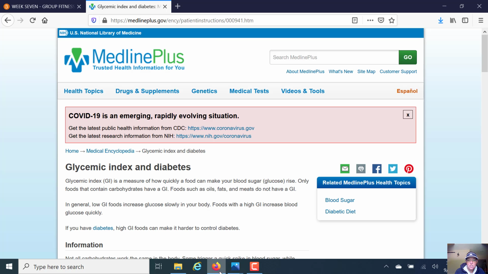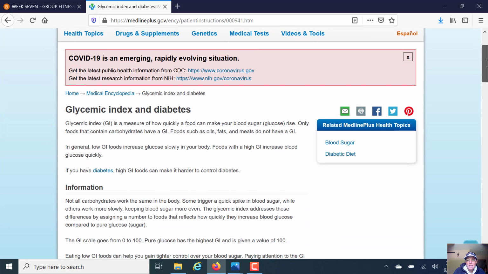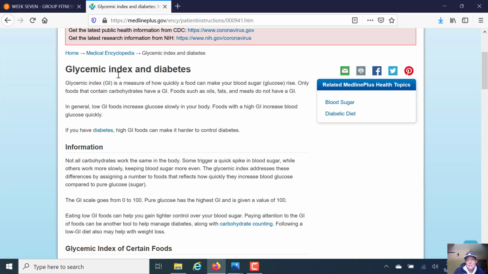The other thing that I wanted to touch on regarding nutrition is the glycemic index. When we're talking about carbohydrates, knowing the glycemic index is always helpful, because it is the measure of how quickly a food can make your blood sugar levels rise. Only foods that contain carbohydrates have a glycemic index. Foods that are just oils, fats, and meats are not ranked on the glycemic index. In general, foods on the low glycemic index range tend to increase your blood sugar levels a lot more slowly than foods on the high glycemic index chart.